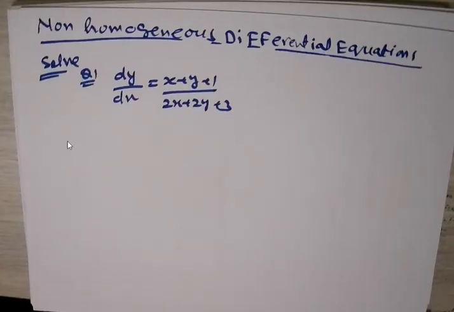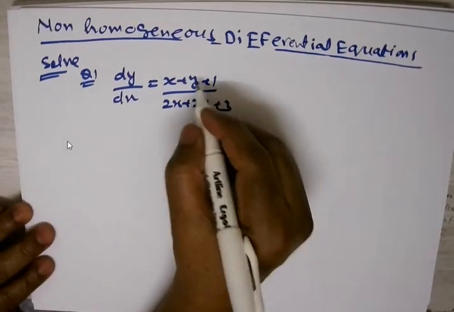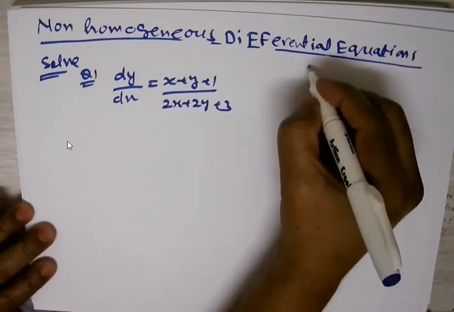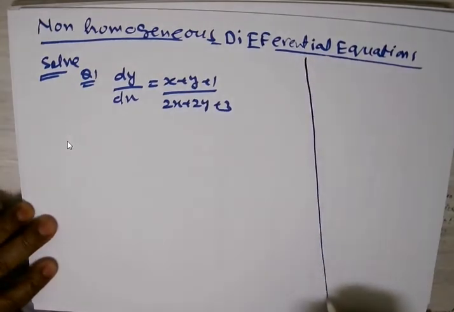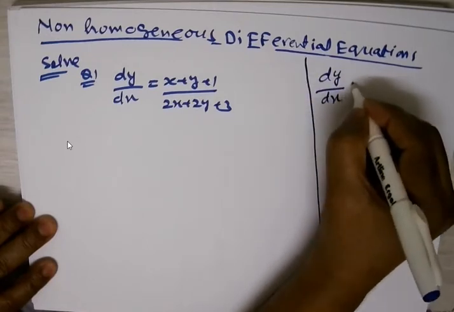Yes, my dear friends, now I am going to explain the solution of non-homogeneous differential equation. Non-homogeneous differential equation means, see that one here. For identification of a non-homogeneous differential equation, I am giving you a very easy example.